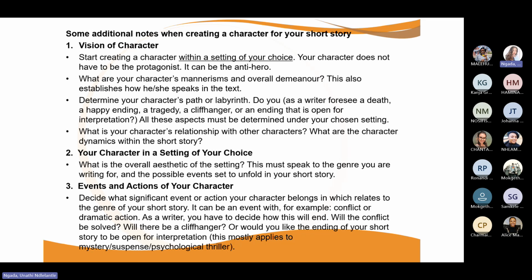And then you have actions and the events of your main character. So what's the significant event that your character belongs to, which speaks to the genre of your story? This can either be a conflict or an action. And as a writer, you have to decide how this is going to end. So is the conflict or the action going to be resolved, or is it again going to be open for interpretation?